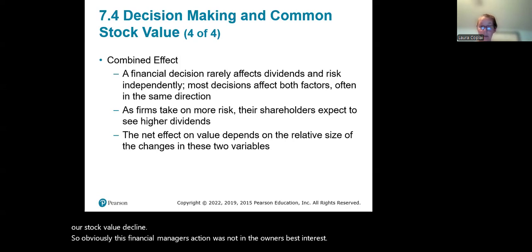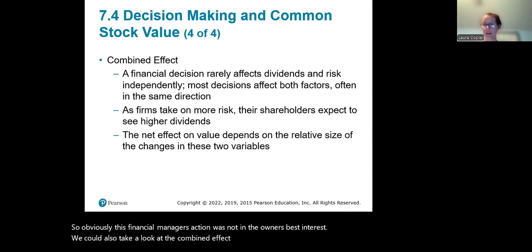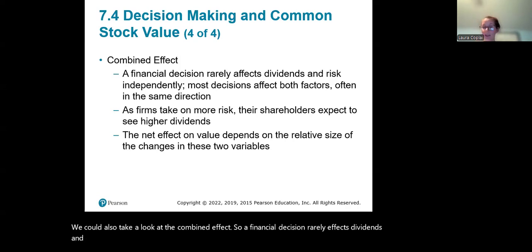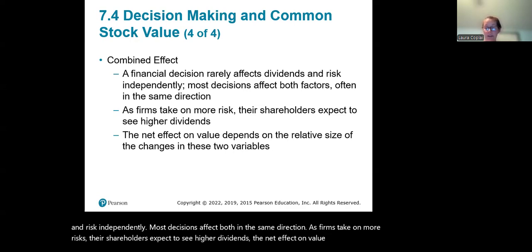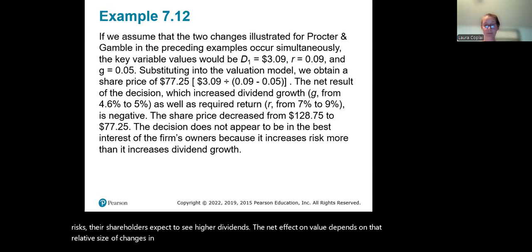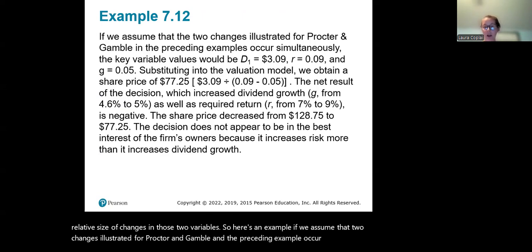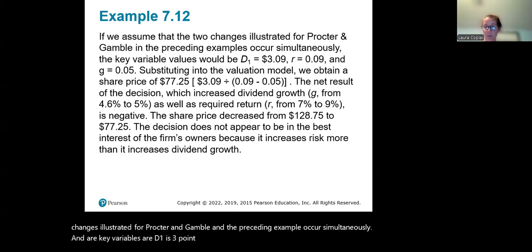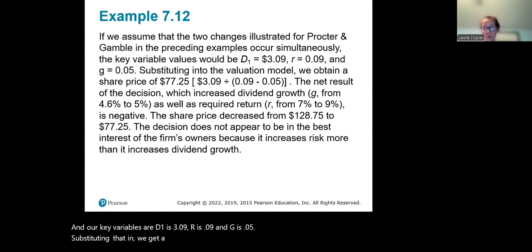We could also take a look at the combined effect. A financial decision rarely affects dividends and risk independently. Most decisions affect both in the same direction. As firms take on more risk, their shareholders expect to see higher dividends. The net effect on value depends on the relative size of changes in those two variables. So here's an example. If we assume that the two changes illustrated for Procter & Gamble in the preceding examples occur simultaneously, and our key variables are D1 is 3.09, R is 0.09, and G is 0.05, substituting that in, we get a share price of $77.25.